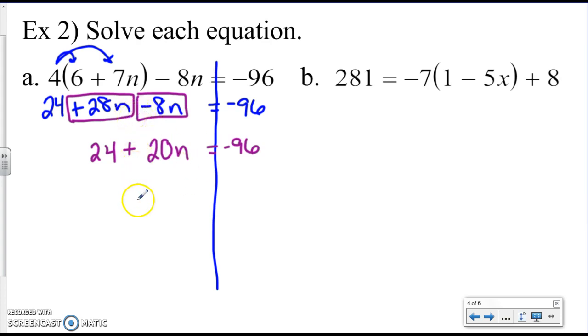Once I combine my like terms, now I'm at my 2-step equation. So I'm going to subtract 24 from both sides. Can't do anything with that 20 yet, bring down my 20n. So when I subtract 24 from both sides, I actually get a negative 120.